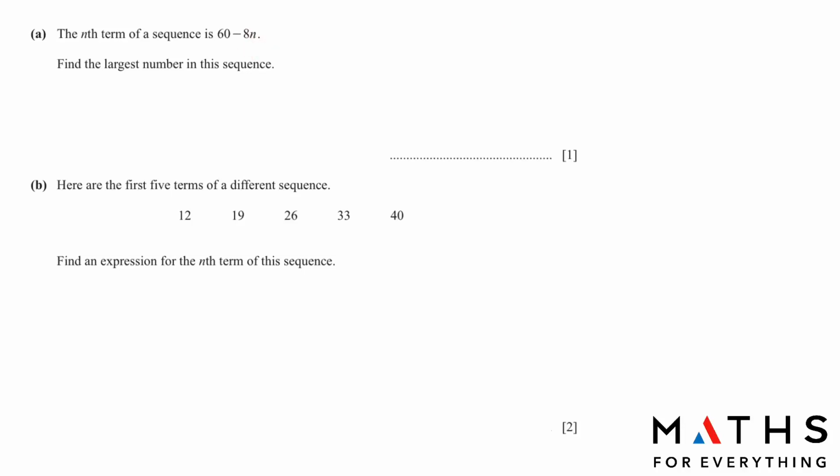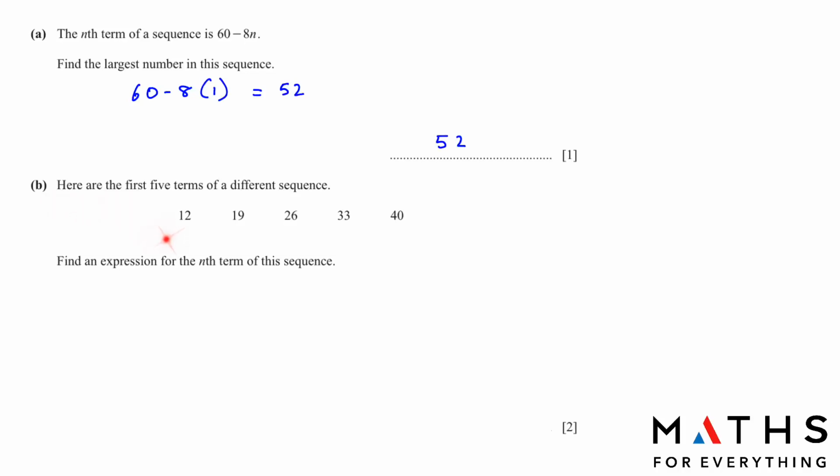That is our n. And as there is the minus, the highest number will be when n is equal to 1. So 16 minus 8 multiplied by 1, we replace the n with 1, will give us 52. That's the largest number in this sequence.